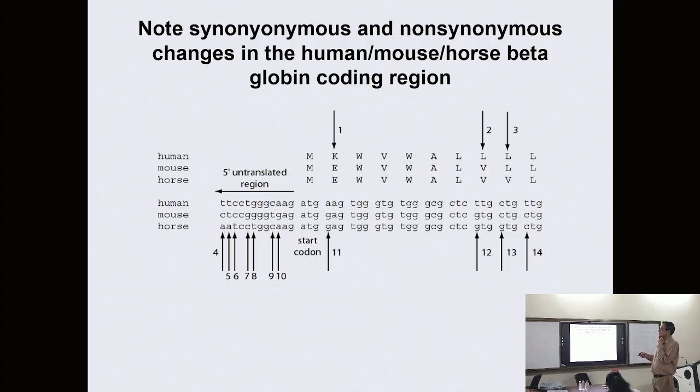So is this change synonymous or non-synonymous? So you said synonymous? Non-synonymous, right? Because there is a change or mutation in human beta globin coding region, which is the A/G substitution. So you can see that in mouse and horse it is G, in human it is A, and that results in a different amino acid, K, in human.